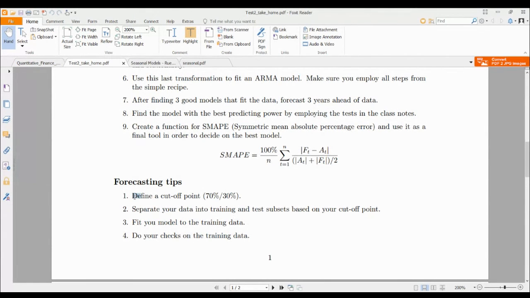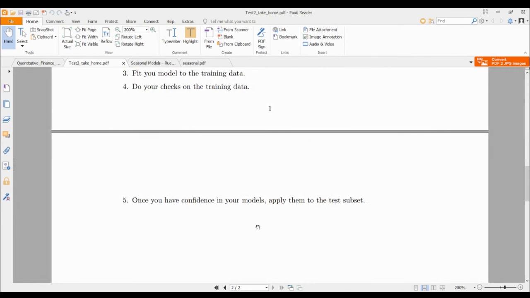Forecasting tips. Define a cutoff point, so 70% training, for example, and 30% test. Separate your data into training and test subsets based on your cutoff point. Fit your model to the training data and do checks on the training data. Once you have confidence in your model, apply it to the test subset. Okay.